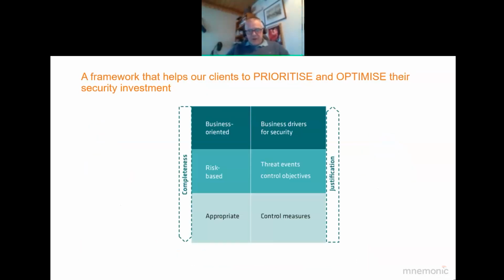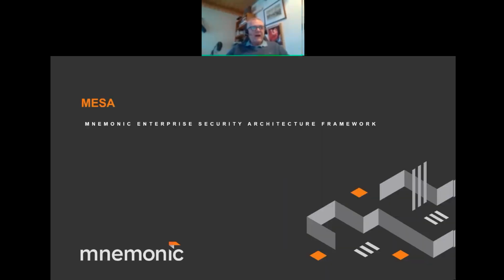This is a very rough view of our framework that Alonso will go in much more detail on. It's business-oriented. It identifies business drivers for security. It's risk-based. It looks at threat events and control objectives. It ensures an appropriate level of security by identifying the correct control measures. And it can be traced from the top down for completeness to demonstrate to the business we are addressing all their security concerns, and from the bottom up to justify the business investments in security. So now I'll hand you over to Alonso, who will walk you through the security framework.